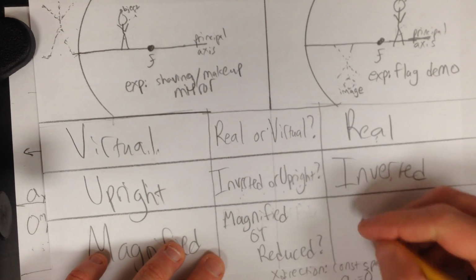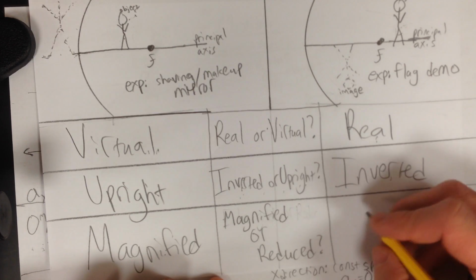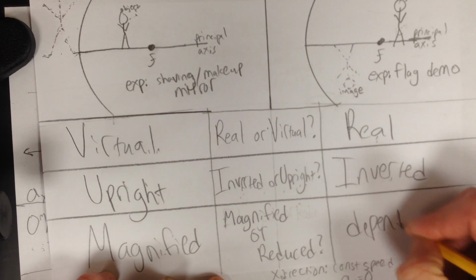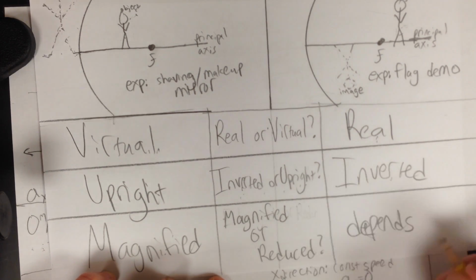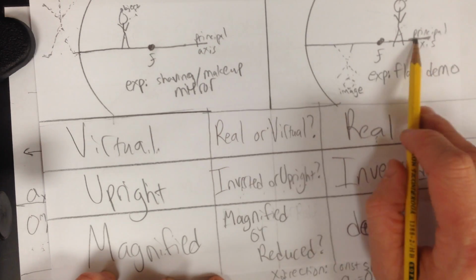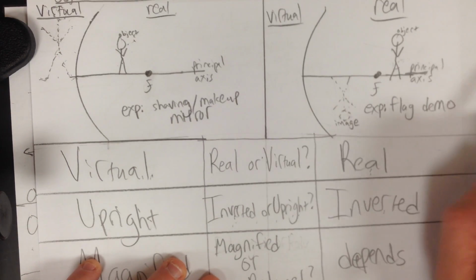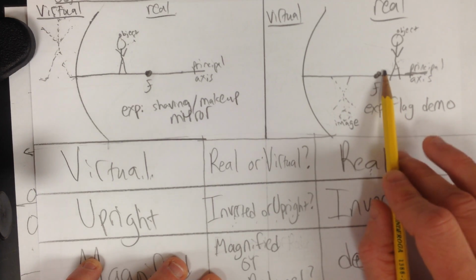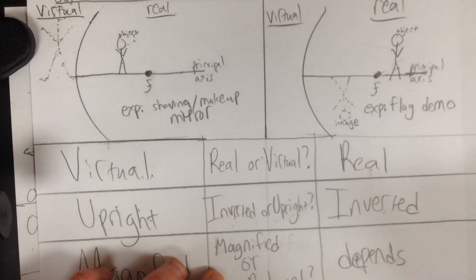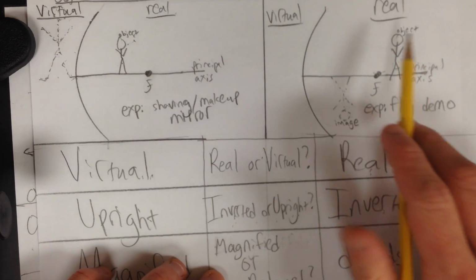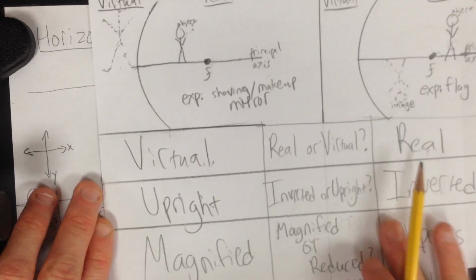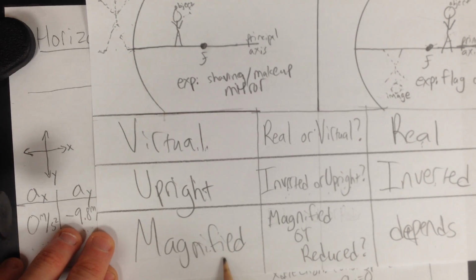And is it magnified or reduced? Well, it could be kind of either or. So we're going to write depends. Sometimes it's larger, depending on how far back you stand beyond the focal point. Sometimes if you stand right up close to the focal point, it could be really big. But that's not an important question really for objects beyond the focal point. It is an important question when you talk about a shaving mirror inside the focal point there, and you get a magnified, definitely a larger image, right?